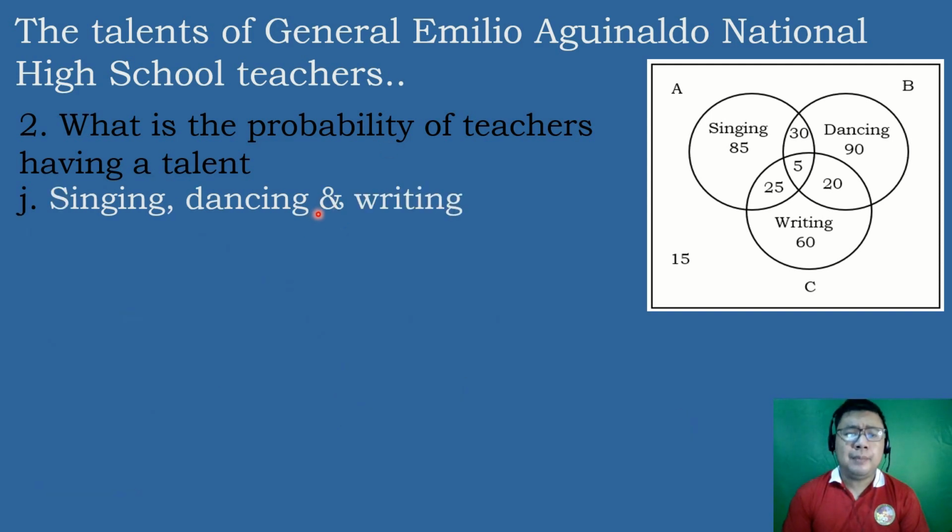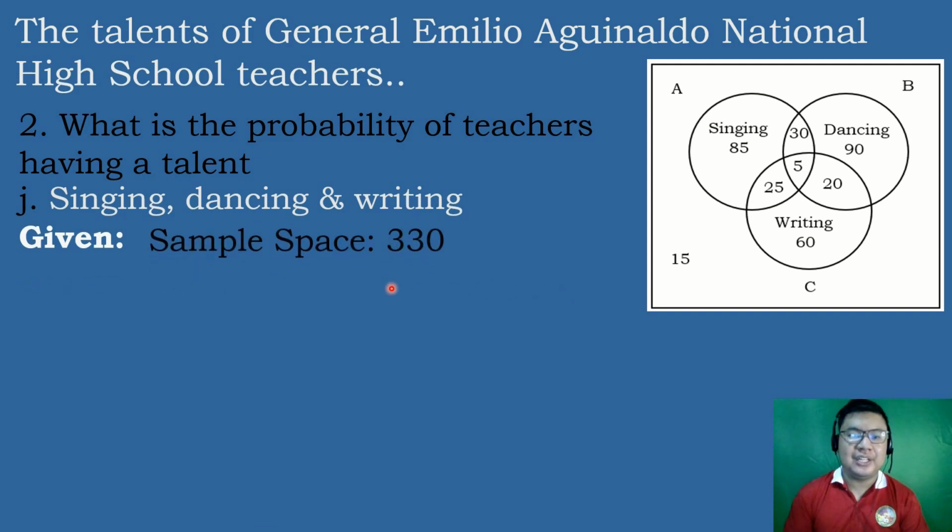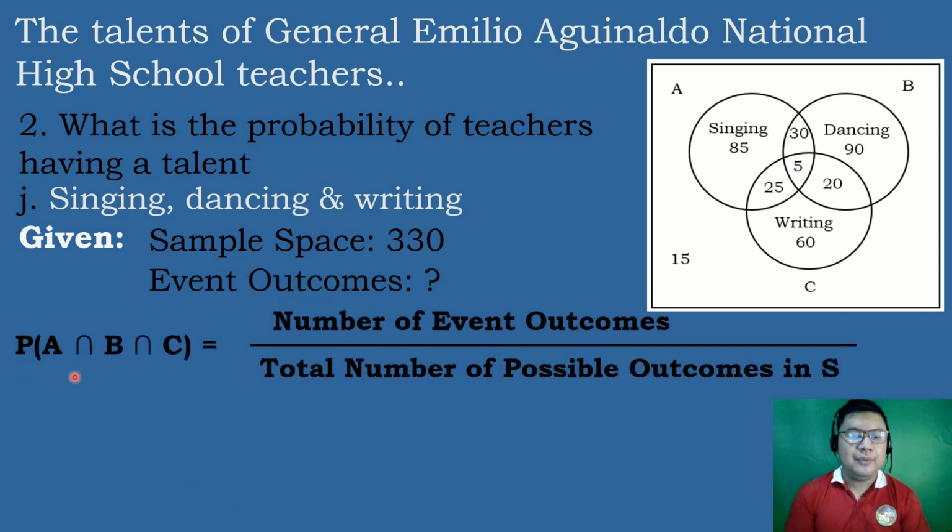How about the probability of teachers having a talent in singing, dancing, and writing? So we have again the word "and", therefore this illustrates intersection of two events. We will be identifying the given. The sample space again is equal to 330, the total number of teachers. And then we will be looking for the event outcomes, and we will write the formula of simple probability, number of event outcomes all over the total number of possible outcomes in the sample space.